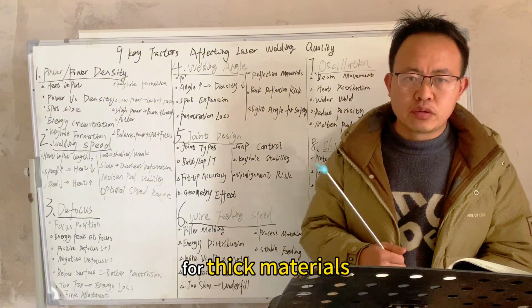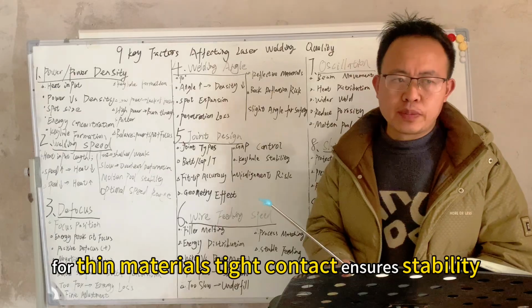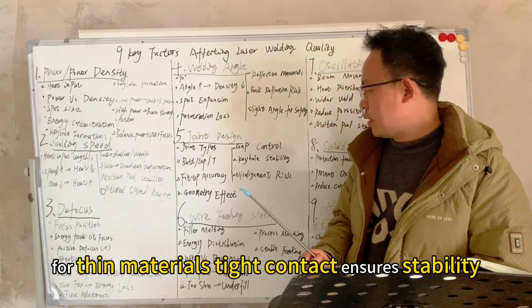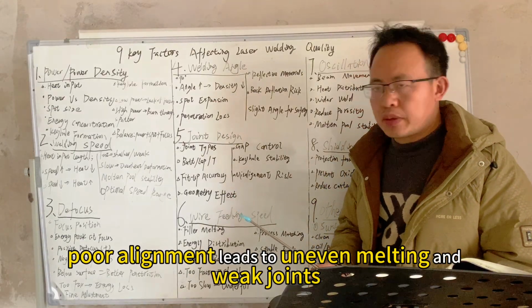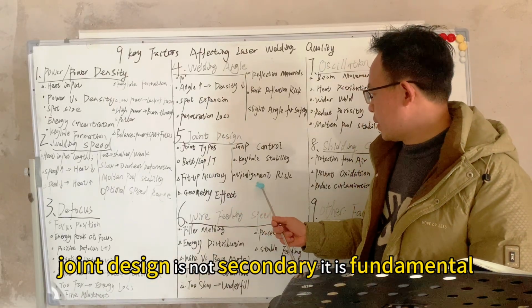For thick materials, proper groove design improves penetration. For thin materials, tight contact ensures stability. Poor alignment leads to uneven melting and weak joints. Joint design is not secondary, it is fundamental.